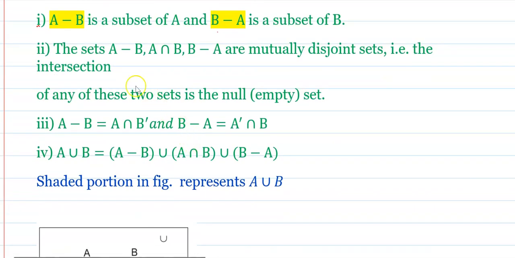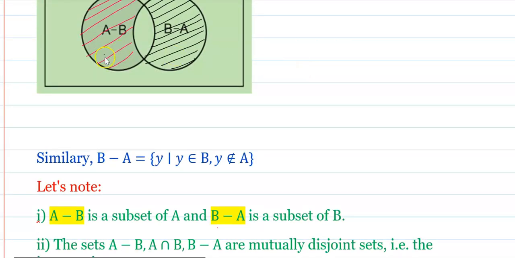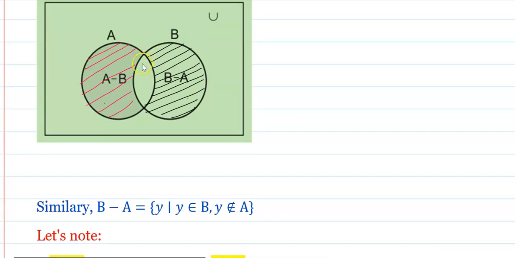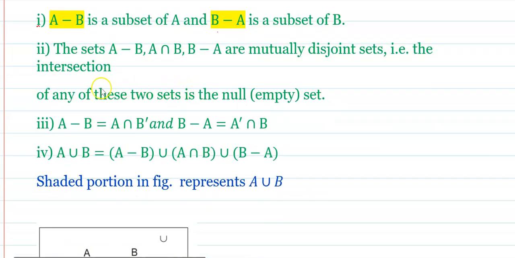Now the next, the sets A minus B, A intersection B, B minus A are mutually disjoint. See this here, A minus B, B minus A, and what about here? Their intersection, A intersection B. These are mutually disjoint. They are separate, that is, the intersection of any two of these sets is the null set, that is an empty set.